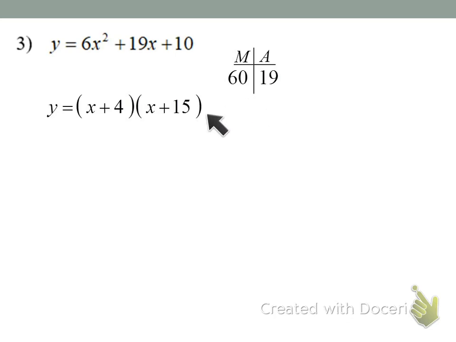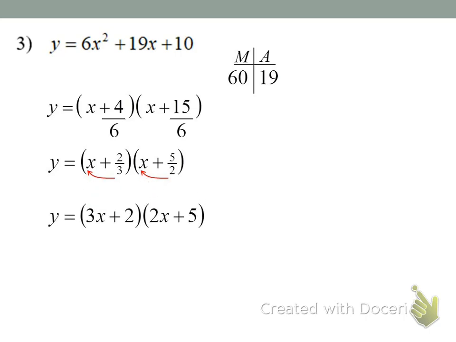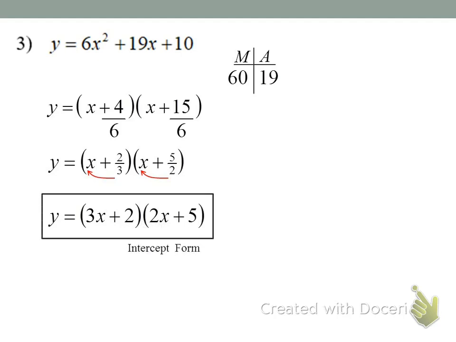But here's the thing about bottoms up. After you figure out your two numbers, you always need to divide by the leading coefficient. The bad thing about the previous examples is the leading coefficient was always 1. Now we have a leading coefficient that's not 1, so you've got to divide both numbers by 6. We need to reduce. Both of these will reduce inside, and both are still going to have a denominator. So we're going to move that denominator to be a coefficient in each factor. We've now got it in intercept form.